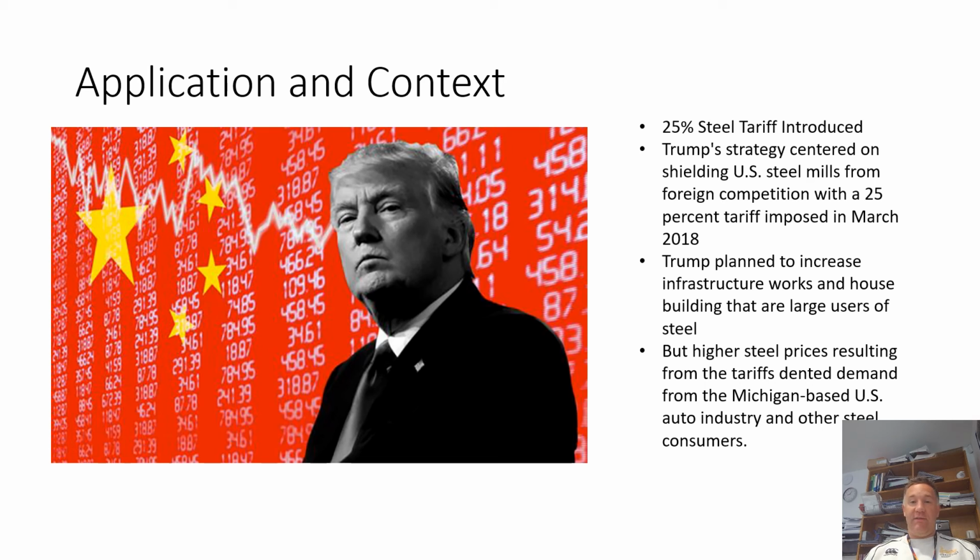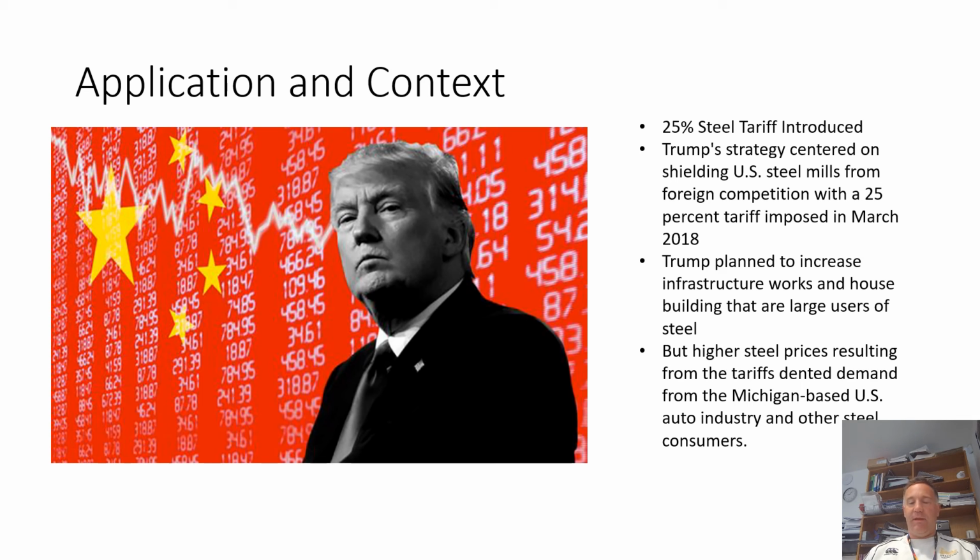Trump planned to increase infrastructure works and house building because they use a lot of steel. So what he wanted to do was then ramp up the demand for steel at the same time as protecting the domestic steel industry to then be able to use that steel, create employment within the domestic steel industry. Now, that's all well and good, isn't it? We're protecting the domestic industry there, we're creating employment, it's going to lead to economic growth.